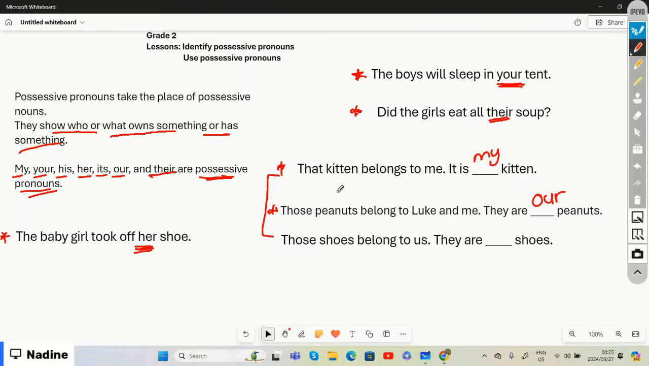And then the next one says, those shoes belong to us. If those shoes belong to us, then they are what shoes? Is it my shoes, your shoes, his shoes, her shoes, its shoes, our shoes, or their shoes? That's if the shoes belong to us.